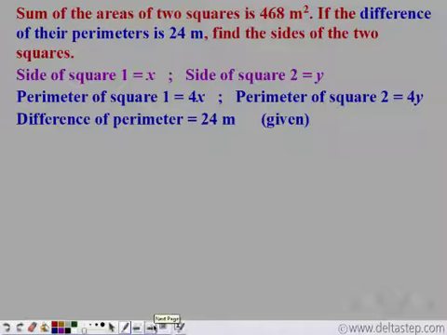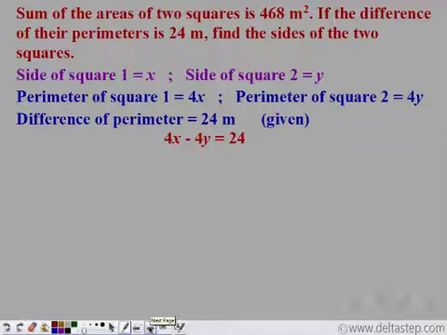Now let us assume that square 1 is the square with a longer side. That is, x is greater than y. So it will have a higher perimeter than square 2. And it is given that 4x, which is the perimeter of square 1, minus 4y, which is the perimeter of square 2, is equal to 24. So we have this equation.